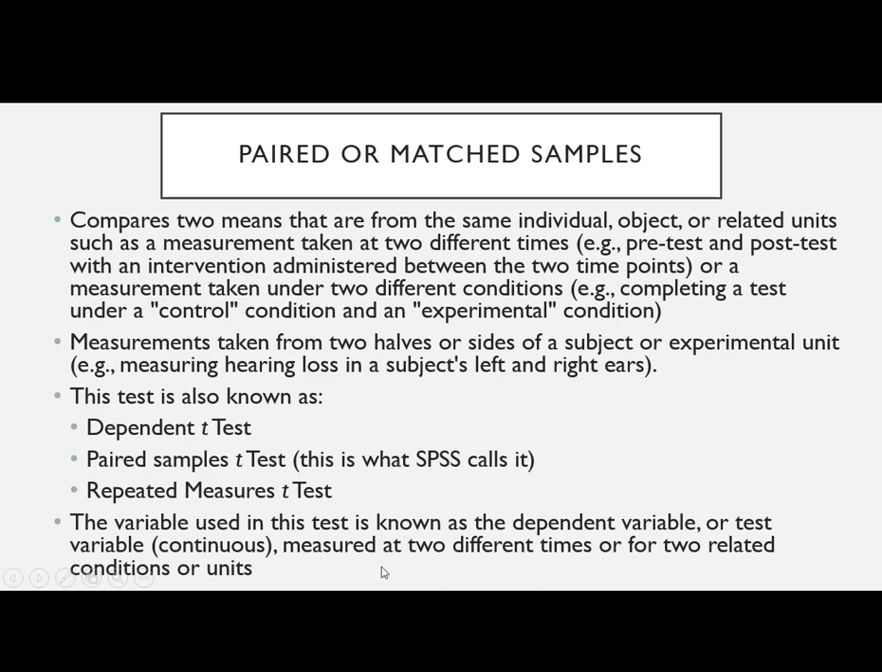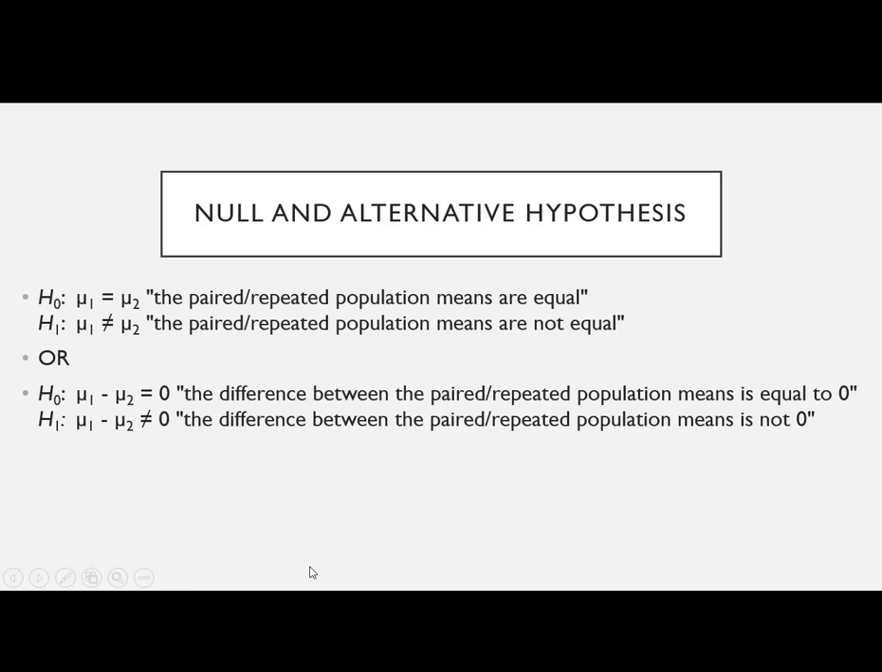The variable used in this test is known as the dependent variable or test variable, which is continuous, measured at two different times or for two related conditions or units. So the null and alternative hypotheses: the null is that the mean of 1 is equal to the mean of 2, the paired or repeated population means are equal, and the alternate is that they're not equal. We can do it like we talked about at the beginning of this presentation. You could do it where the mean of 1 minus the mean of 2 is equal to 0, because if they're the same, you subtract them, you're going to get 0. But I like this way better.